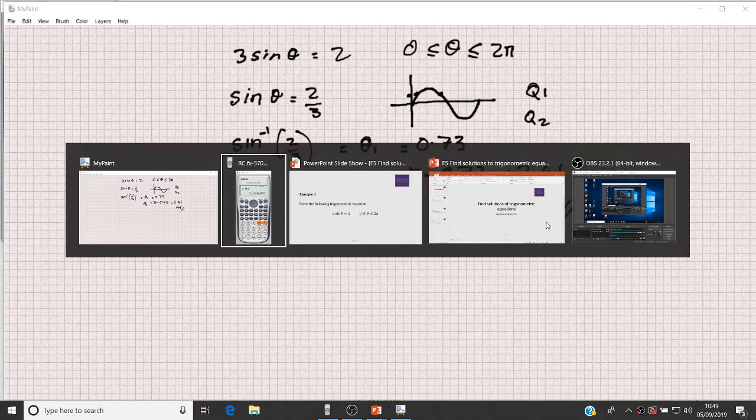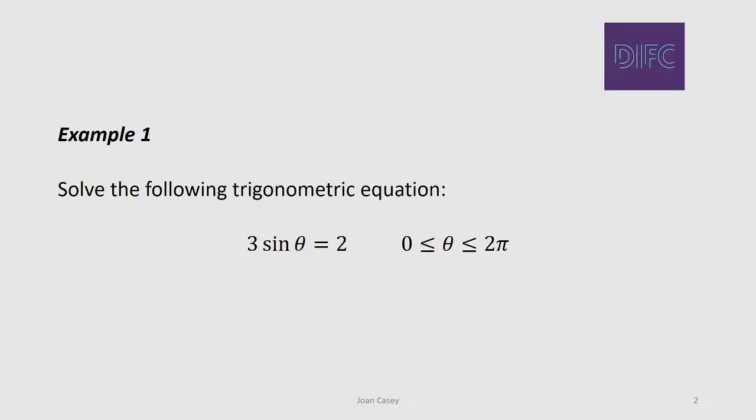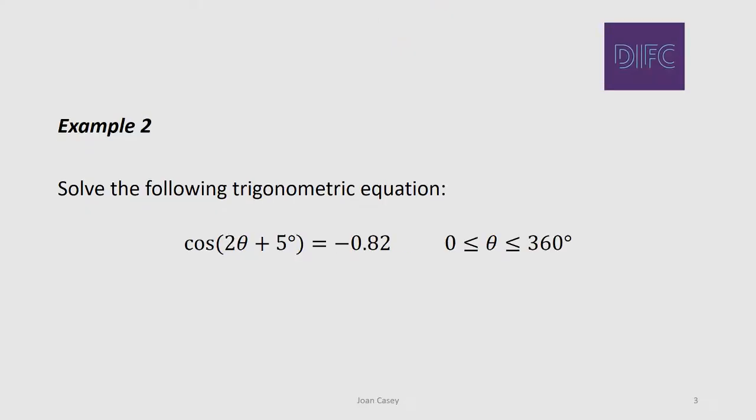So we look at another type of example. In this example, we have to solve the following trigonometric equation. We've got cosine of 2 theta plus 5 degrees equals minus 0.82. And we're looking for the solutions for theta between 0 and 360 degrees.